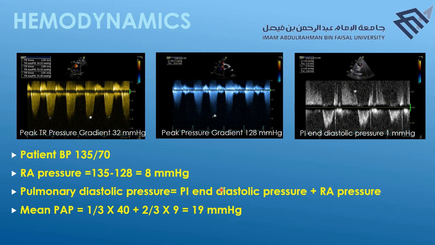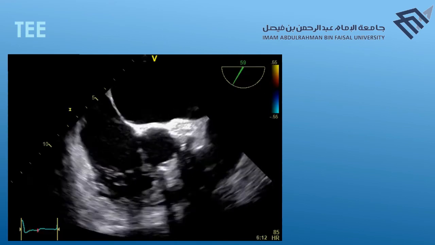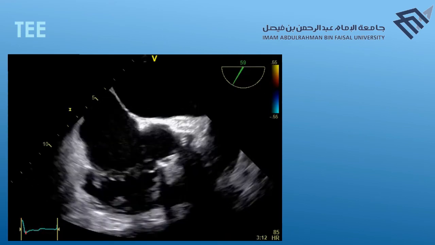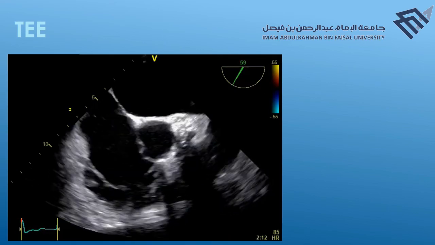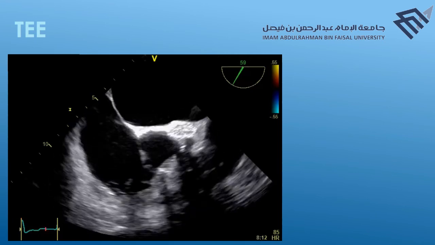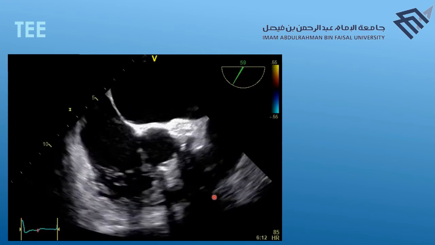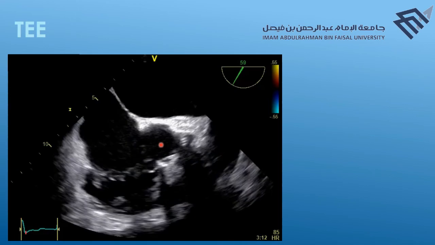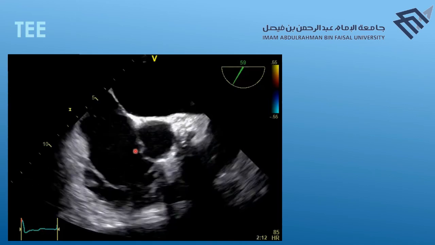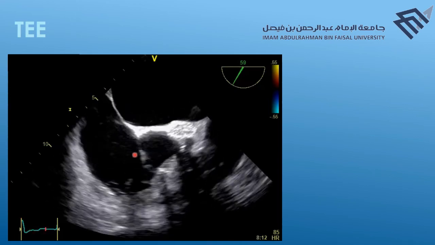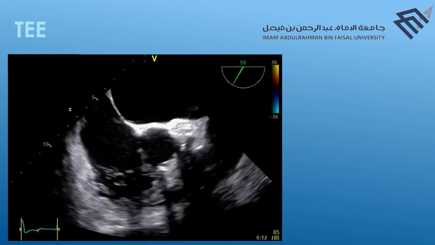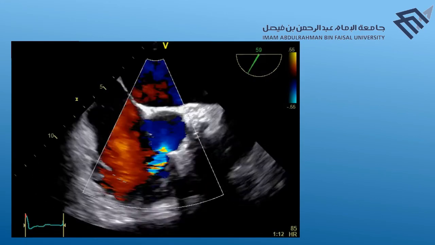So just to have a complete picture of the case, here we have a transesophageal echocardiogram, short axis at the level of the LVOT, and this is the LVOT, and this is the RA. We can see some defect here. And by applying color Doppler, we can see a systolic flow from LV to the RA, just below the tricuspid valve.